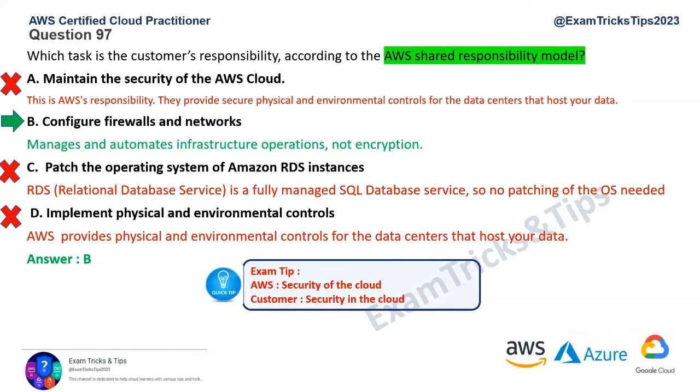Exam tip, as we already covered: security of the cloud is AWS responsibility and security in the cloud is customer responsibility. This is a very important topic. You will definitely get questions around this in the exam. So please do all the scenarios and always take a step back when you see the options based on this exam tip. Security of the cloud, AWS, and security in the cloud is customer. That's it on this question. Let's move on to the next question.